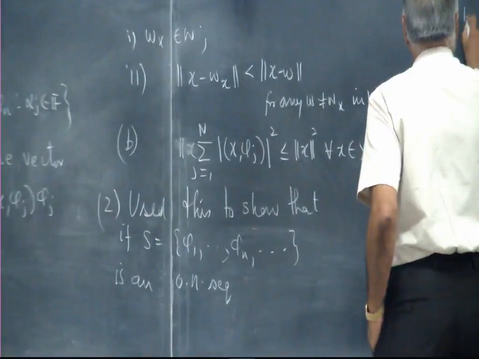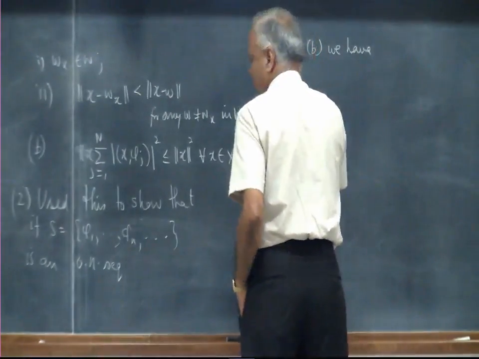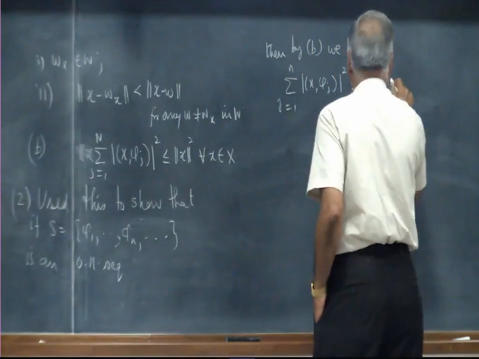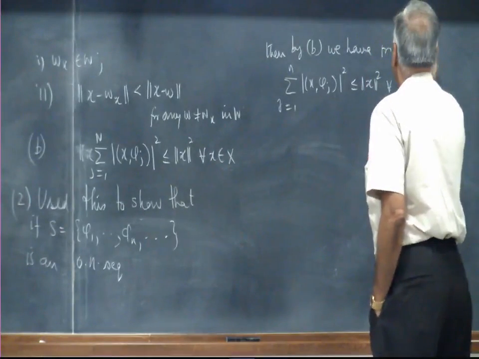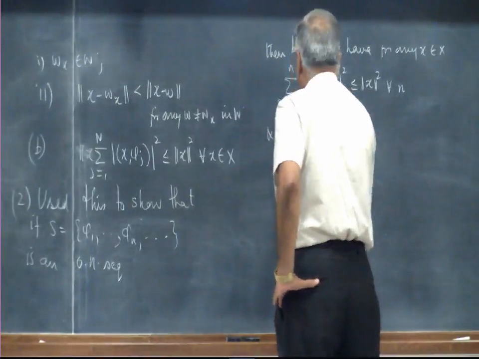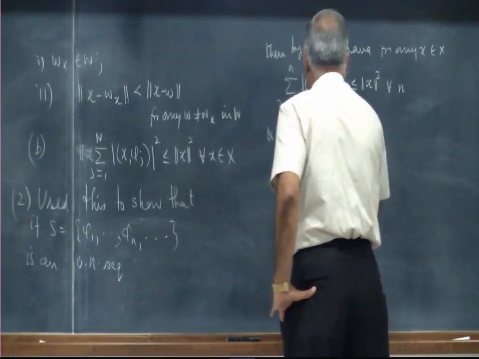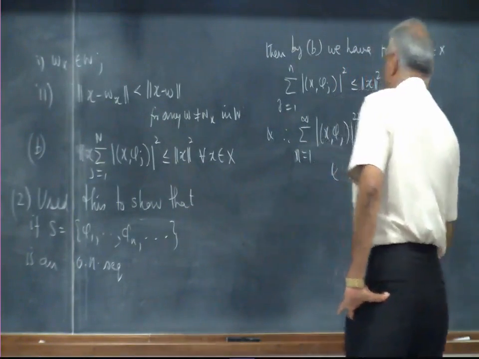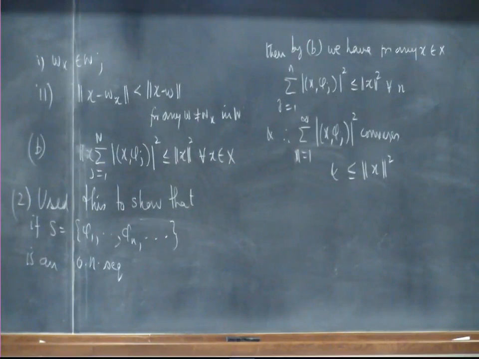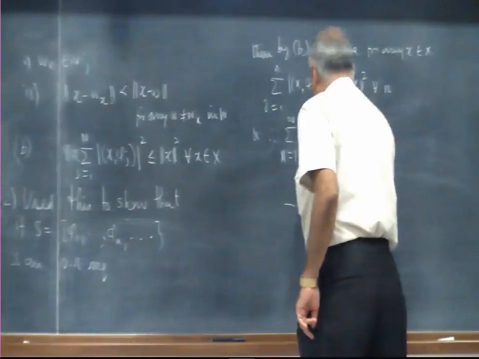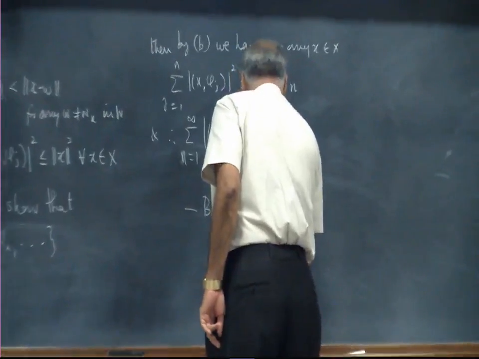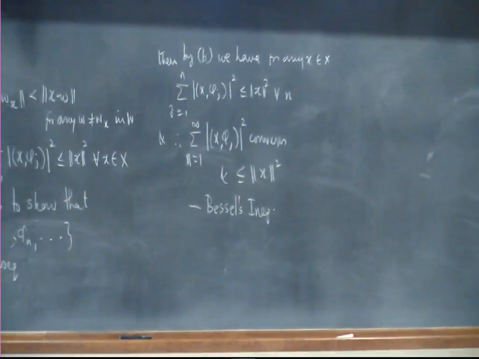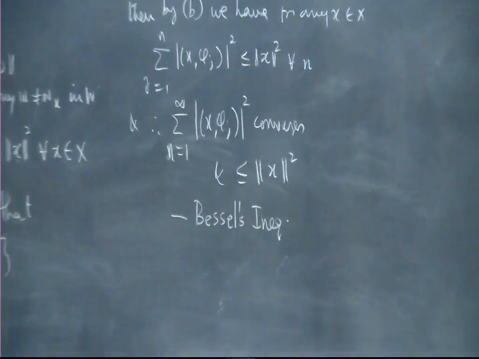By B we have the summation over j equal to 1 to n of the modulus of the inner product of x with phi j, squared, is less than or equal to the norm of x squared for every n. So for any x this is true for every n, and therefore the series over n equal to 1 to infinity of the modulus of the inner product of x with phi n, squared, converges and the sum is less than or equal to the norm of x squared. That is the fundamental thing. This is called Bessel's inequality. This is Bessel's inequality when you have an infinite sequence, and this is Bessel's inequality when you have a finite set of orthonormal vectors. So for every orthonormal set, we have Bessel's inequality.